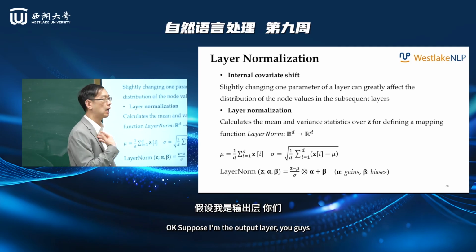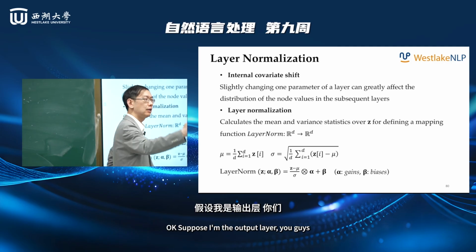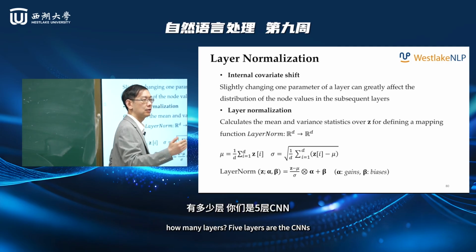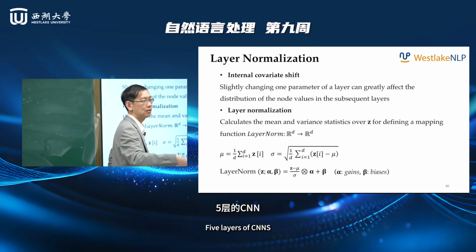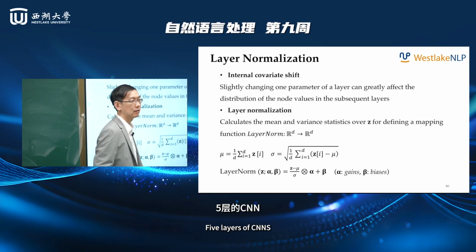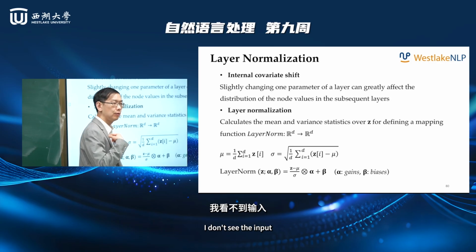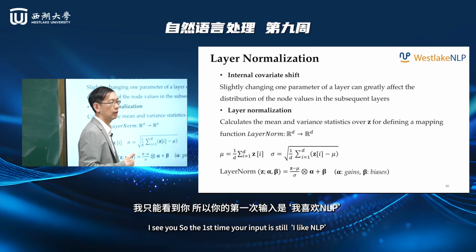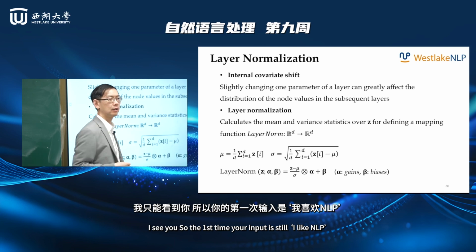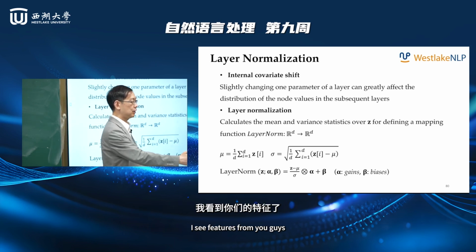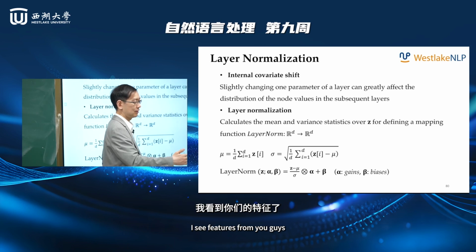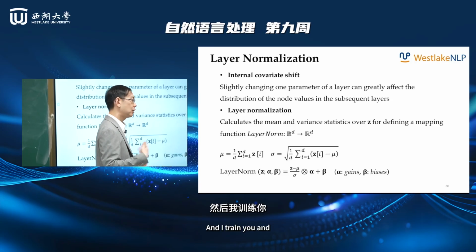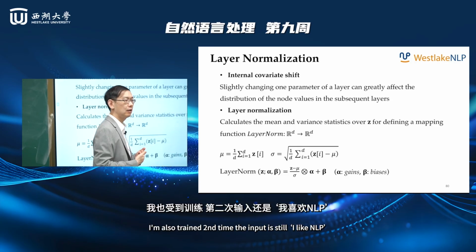Suppose I'm the output layer. You guys, how many layers? 5 layers of CNNs. I don't see the input, right? I see you. So the first time, your input is still, I like NLP. I see features from you guys. And I train you, I'm also trained, all right?